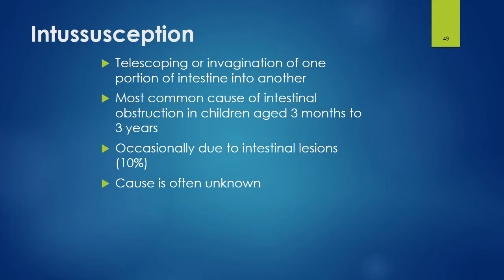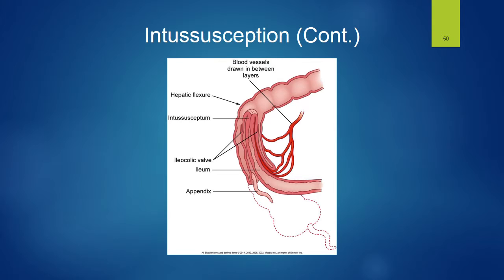Intussusception is a telescoping or invagination of one portion of the intestine into another. It is the most common cause of intestinal obstruction in children aged 3 months to 3 years. It is occasionally due to intestinal lesions. The cause is often unknown. Here is a diagram of intussusception.